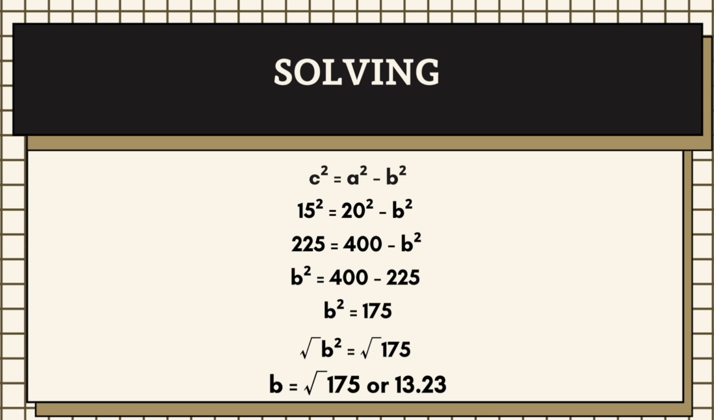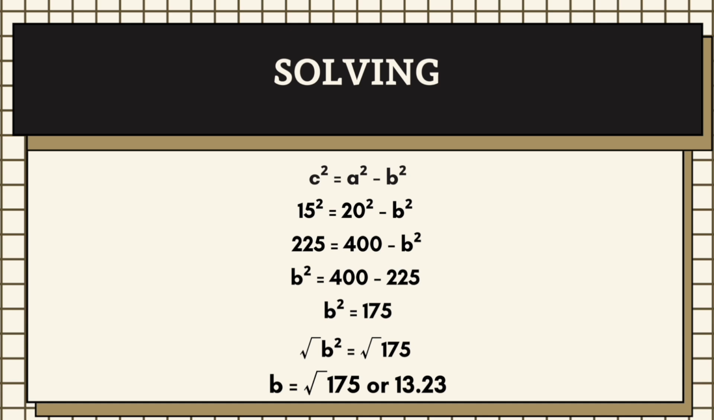2c, or 30, divided by 2 is 15. 2a, or 40, divided by 2 is 20. 15 squared is 225, and 20 squared is 400. Transpose negative b squared as well as positive 225. 400 minus 225 is 175.